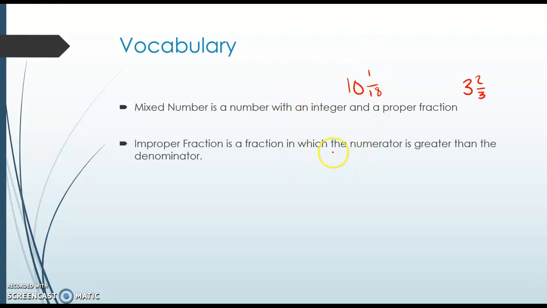An improper fraction is a fraction in which the numerator is greater than the denominator. So 24/10 or 105/32. Okay, those are improper. Our numerators are bigger than our denominators.